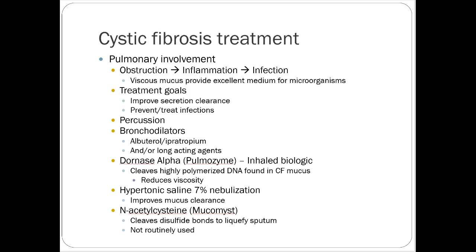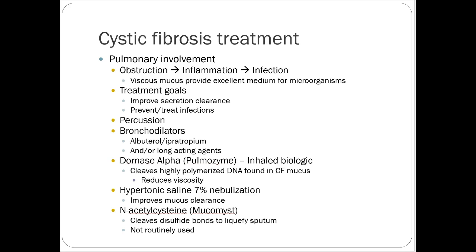Bronchodilators like albuterol and ipratropium can help, and specifically you can dilate your lungs before you use percussion to open things up a little bit. There's a medication called Dornase alpha, which is really expensive, but it's a good medication for these patients. It's a biologic agent that's inhaled that cleaves the DNA of this viscous mucus. So it's kind of an interesting product designed specifically for CF patients that reduces that viscosity.